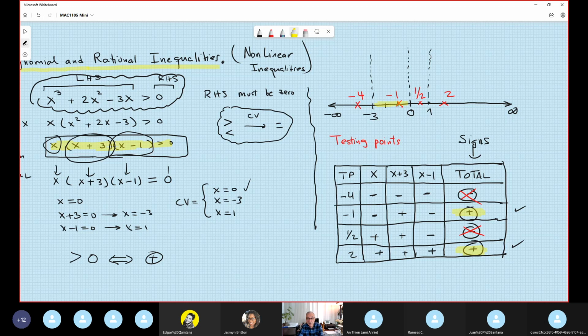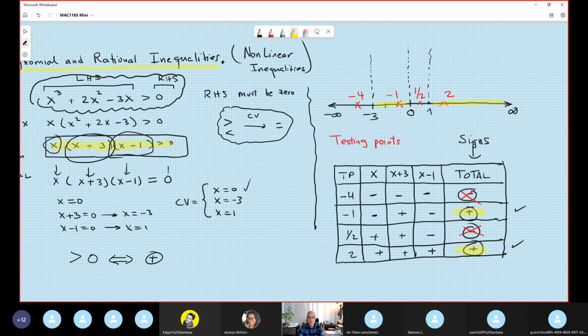So this interval is a solution, and 2 gives this interval as a solution. Be careful, because 2 is only the testing point, but my interval is extending from 1 to infinity. My second interval, the solution, is extending from -3 to 0.